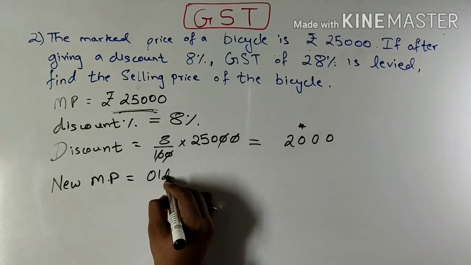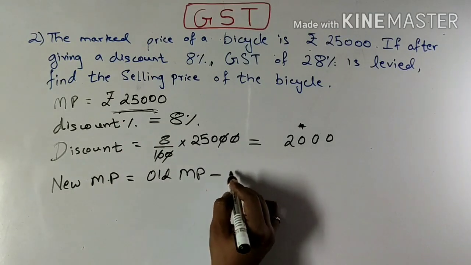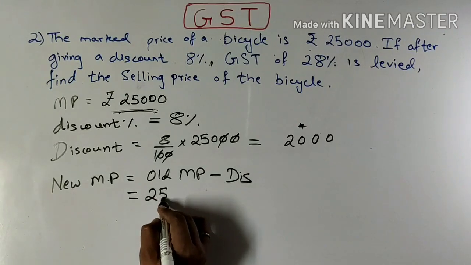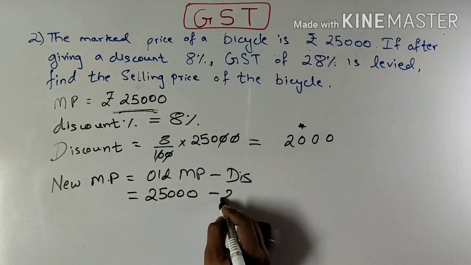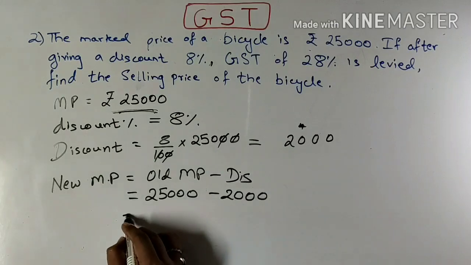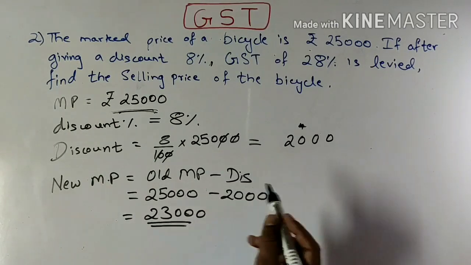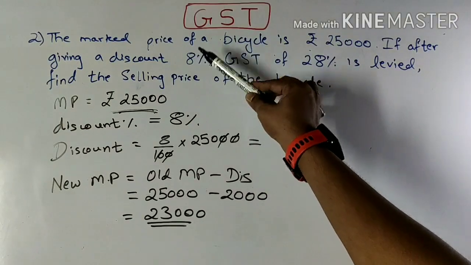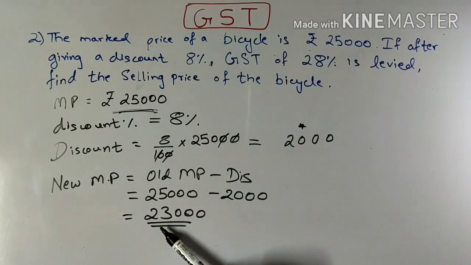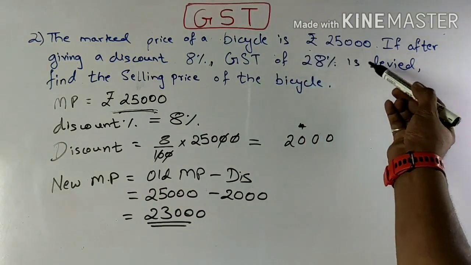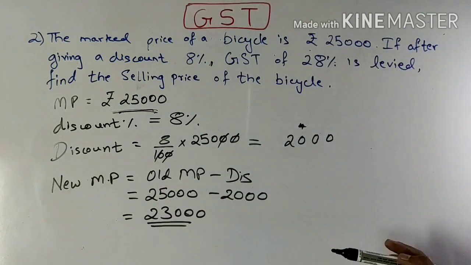old marked price minus discount, that is nothing but 25,000 minus discount, and gives me 23,000. So after giving a discount of 8%, my new marked price is 23,000. Now GST of 28% is levied on this 23,000.